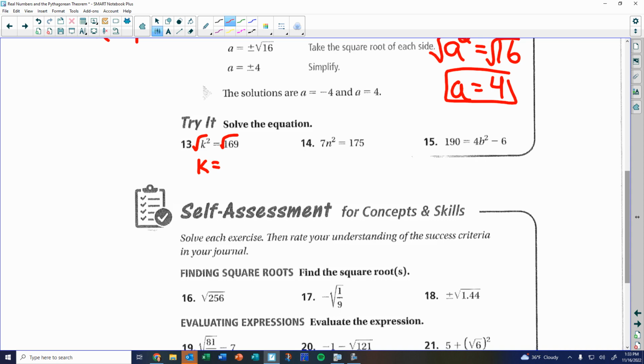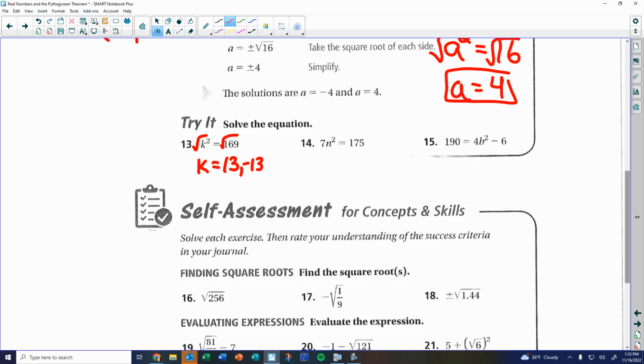Square root of k squared is k, right? What's the square root of 169? That was one of those perfect roots I told you to work on memorizing. Anyone know? Geo knows. 13. And that'd be plus or minus 13, right? If I could plug in negative 13 here, what's negative 13 squared? Positive 169.